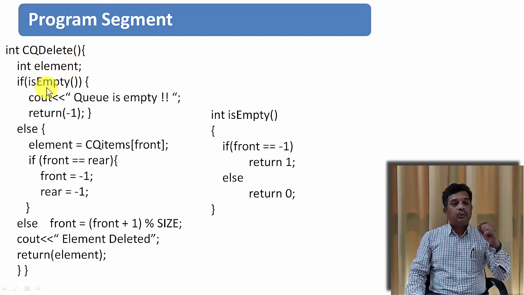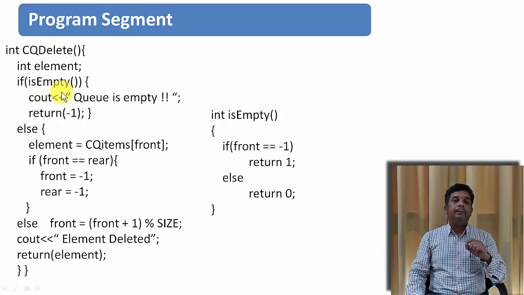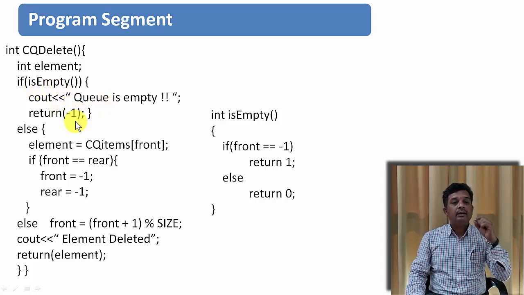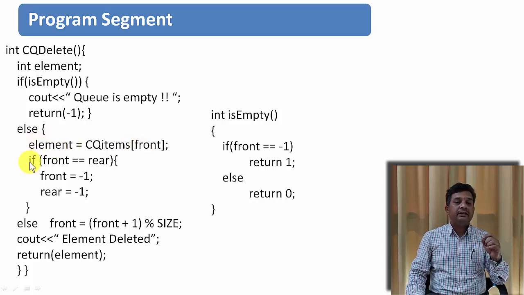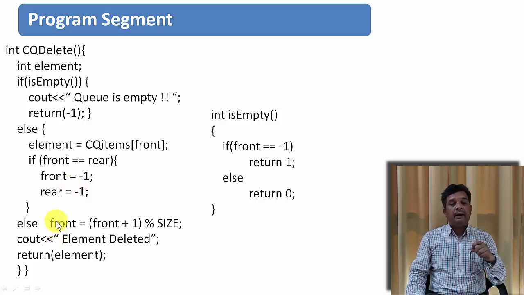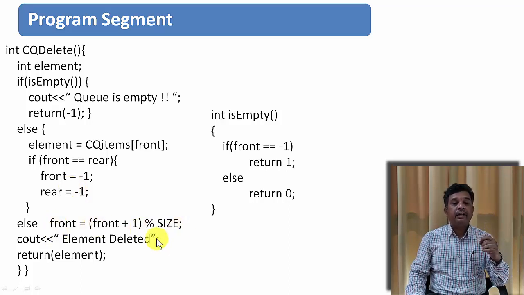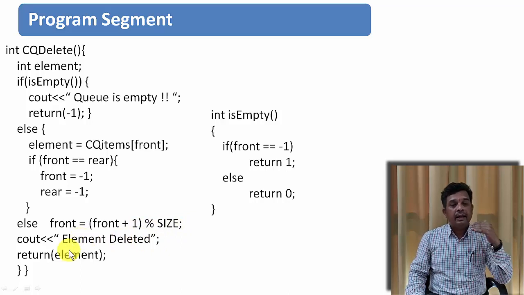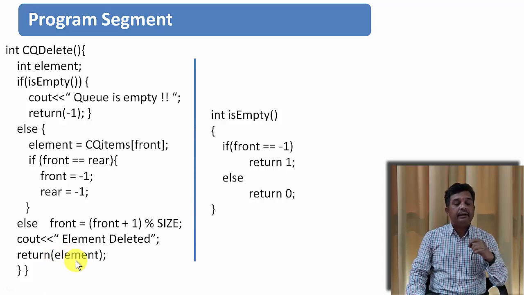Here you can see how to delete it. We are checking if empty condition. If empty condition is true, we are saying the queue is empty. Otherwise, we are saving the element which is given by the index front, and we are saving it in the element. If front is equal to rear, we are saying that front and rear equal to 0 in order to say after the deletion the queue will become empty. Otherwise, we are saying front equal to front plus 1 mod size. We are giving a print statement, the element is deleted, and returning the element. And in order to check is empty, we are saying if front equal to -1, we'll return 1 in order to indicate the queue is empty, otherwise we'll return 0.